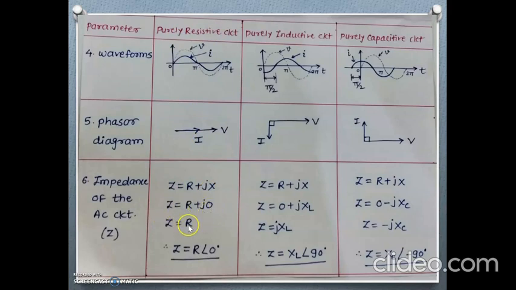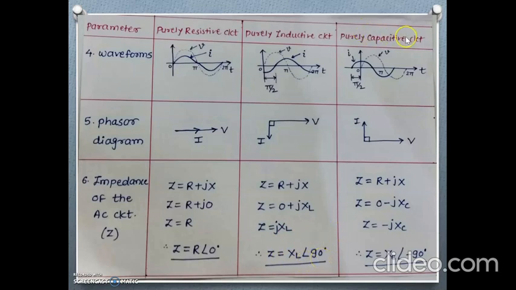Hence, Z is equal to R. It can be written in polar form as Z is equal to R at an angle of 0 degrees. In case of a purely inductive circuit, R is absent but X is present, that is XL, the inductive reactance. So Z is equal to 0 plus jXL, so Z is equal to jXL, which can be written in polar form as Z is equal to XL at an angle of 90 degrees.